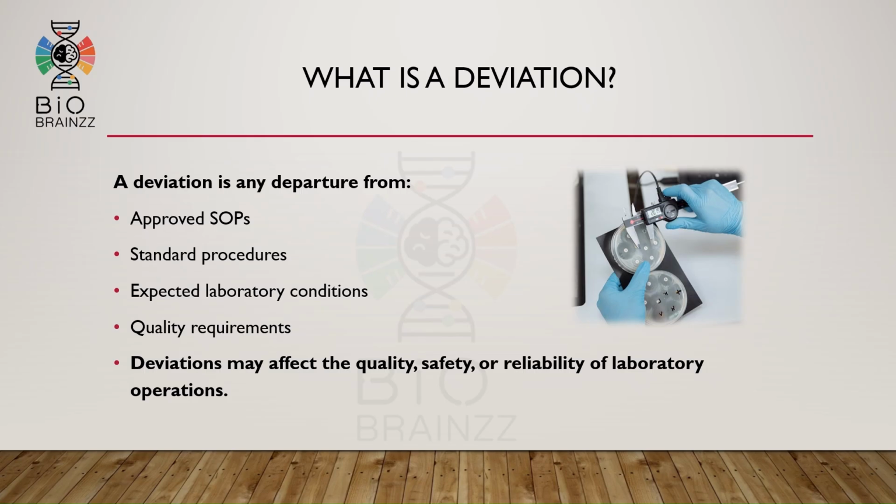A deviation is any departure from approved SOPs, standard procedures, expected laboratory conditions, or quality requirements. Deviations may affect laboratory quality, safety, reliability, and data integrity. Therefore, all deviations must be identified, documented, and investigated properly.